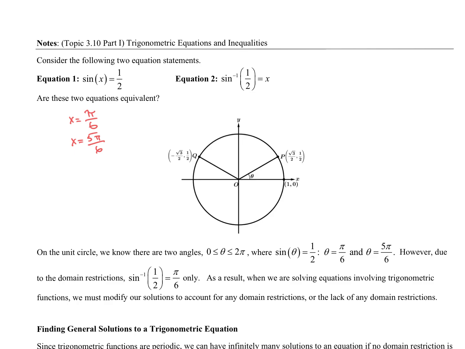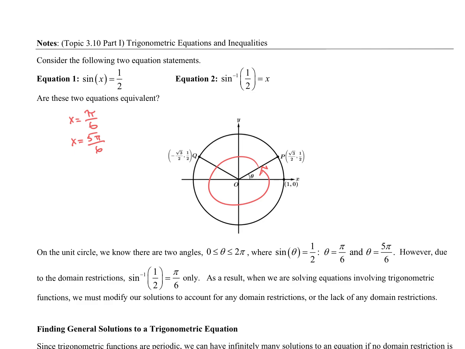But what if I go around my circle again? Then it'd be like 13 pi over 6. And wouldn't sine of 13 pi over 6 also be 1/2? And so it happens every period of sine. And so that's what that one is. Let's look at equation 2.